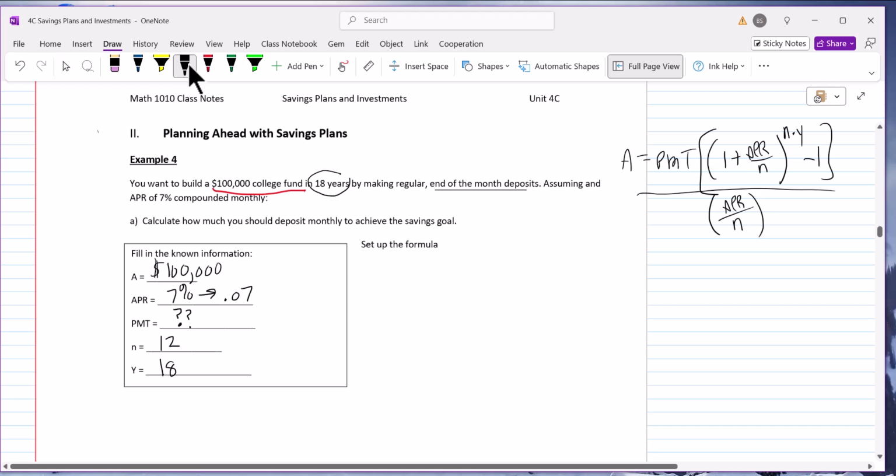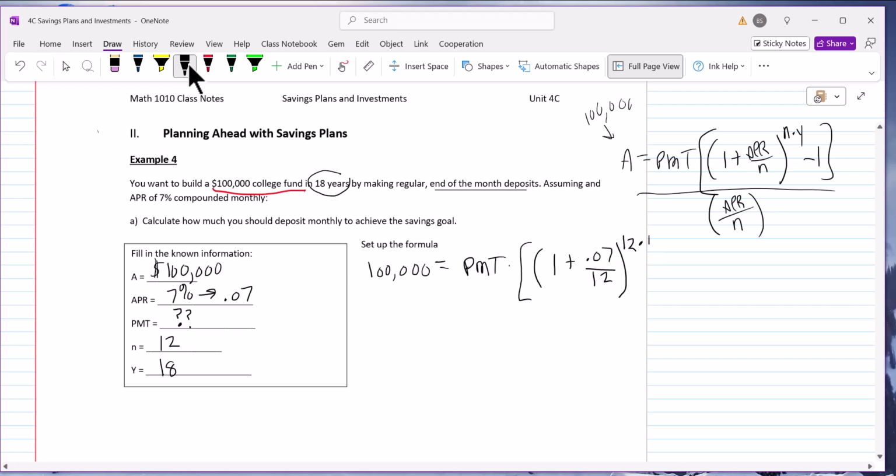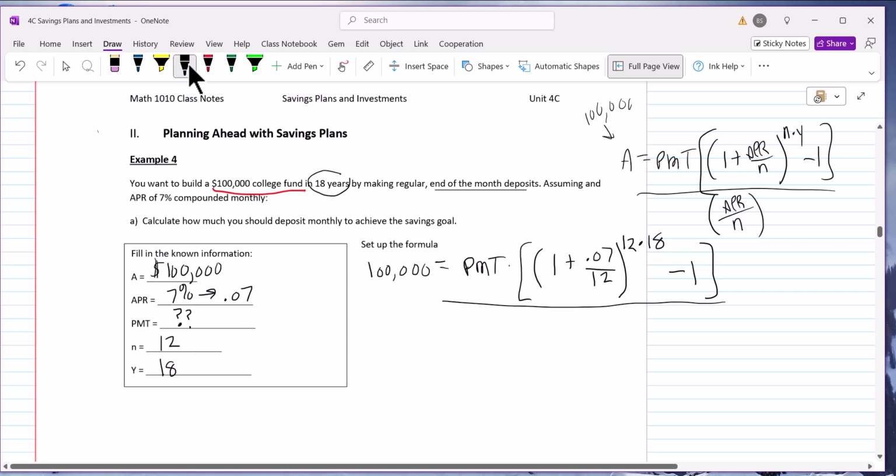So what we're going to do is replace the A with 100,000. Okay, so you're going to write down, you have 100,000 like this. Okay, that's equal to the payment. The payment we don't know, so that's a variable. Just leave it alone. Then you're going to have times 1 plus the APR, which is 0.07, over 12, so you're compounding monthly. And then your exponent is 12 times 18, minus 1. And then you're going to have all over 0.07 over 12 like that.